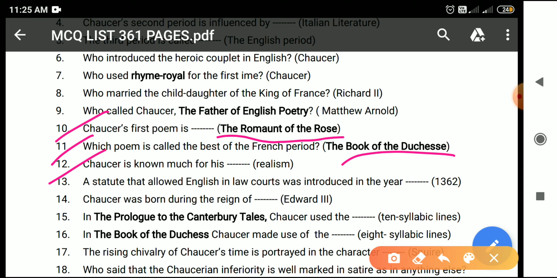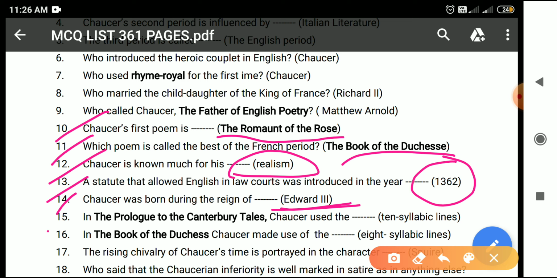Chaucer is known much for his realism. So realism was one of the features of his style, of his writings, for which he is well known. Number 13. A statute that allowed English in law courts was introduced in the year? The year is 1362. Number 14. Chaucer was born during the reign of Edward the Third.